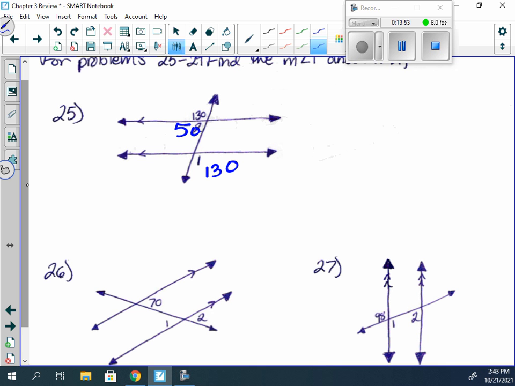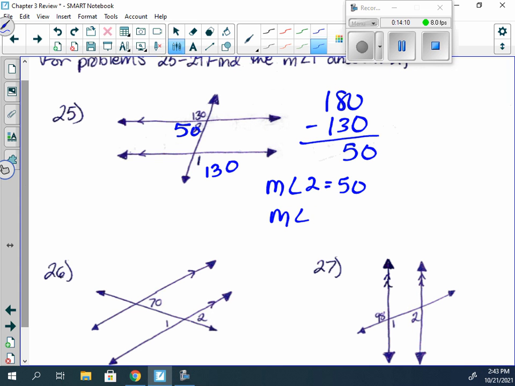Because we know that 130 and angle 2 make a straight line, so they add together to be 180. So I can say 180 minus 130, which is 50. So the measure of angle 2 is 50, and the measure of angle 1 is 130.